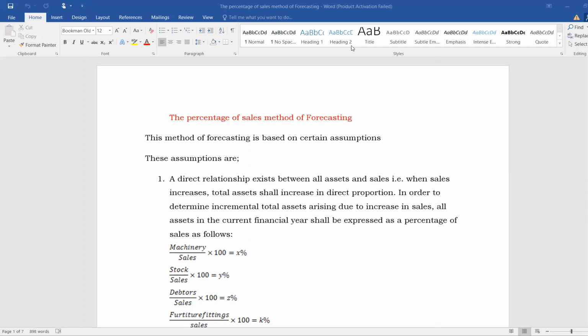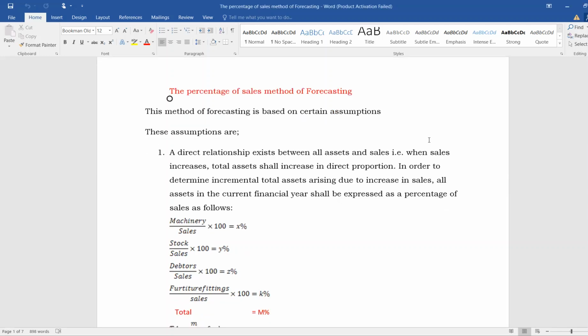Now, this method of forecasting, let me start by saying, is based on certain assumptions. So the beginning is for us to identify the main fundamental assumptions upon which the percentage of sales method of forecasting is based. One of these assumptions is that there is a direct relationship between sales and assets. It's assumed that there is a direct relationship between sales and assets.